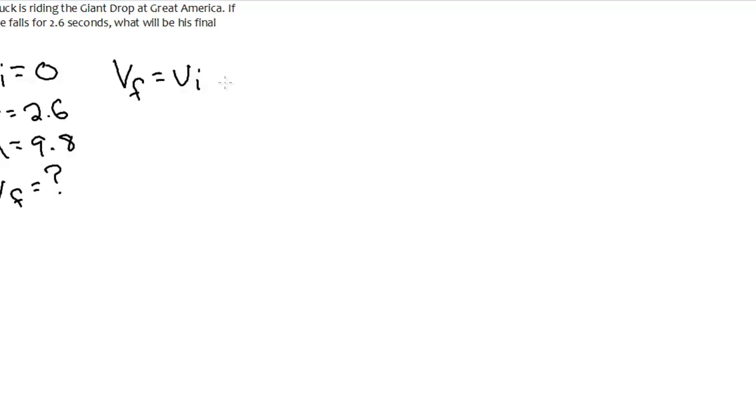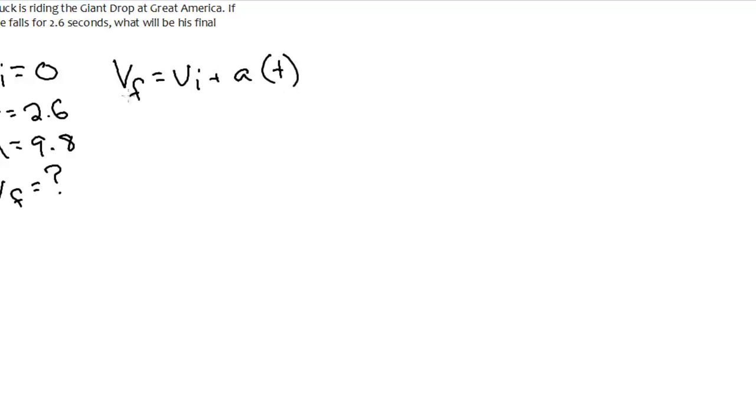In this case, it's a ride. It's going to start from rest, so we know that our VI, our initial, is going to be 0. He will free fall for 2.6 seconds, so that's going to be our time. And we know that this is free fall, so that acceleration is that 9.8. And then his final velocity, VF, that's our unknown. So we have to look: do we have an equation that deals with these four variables? And that's going to be our final velocity is equal to our initial velocity plus A times T.